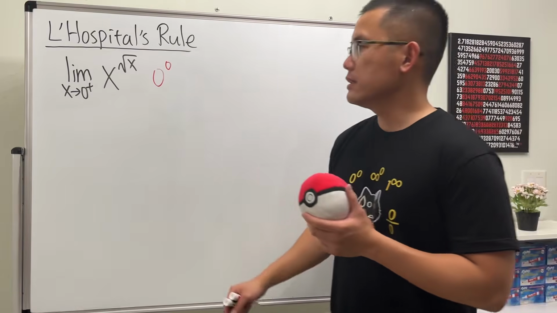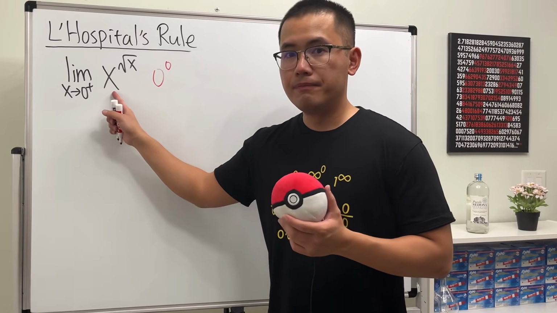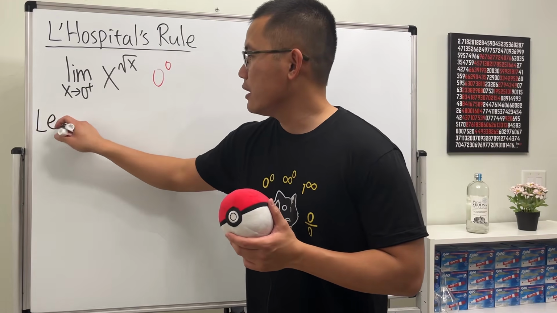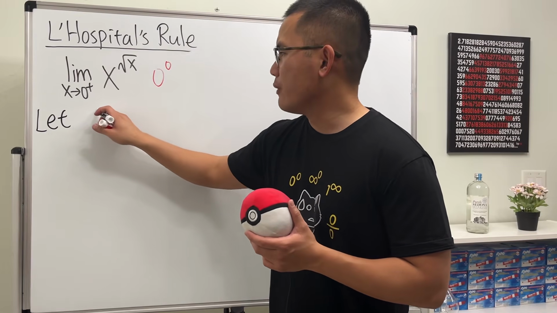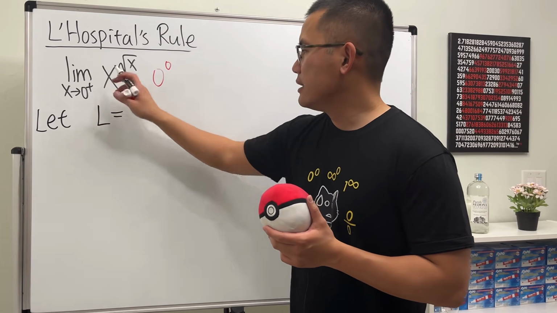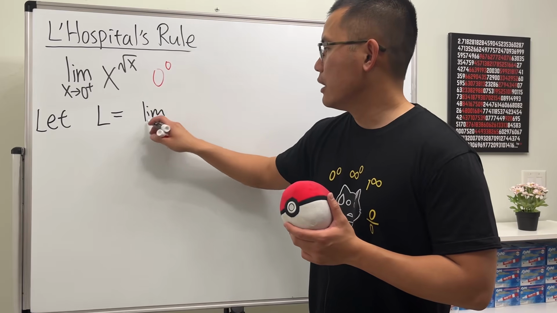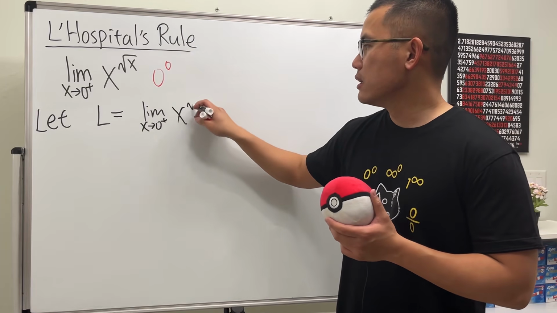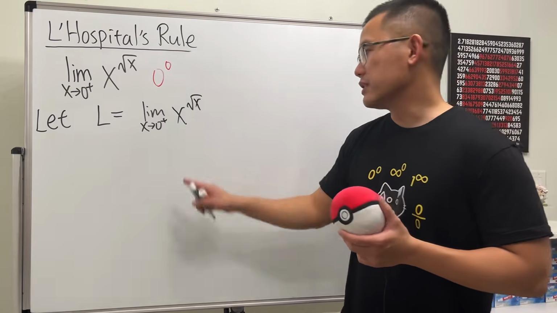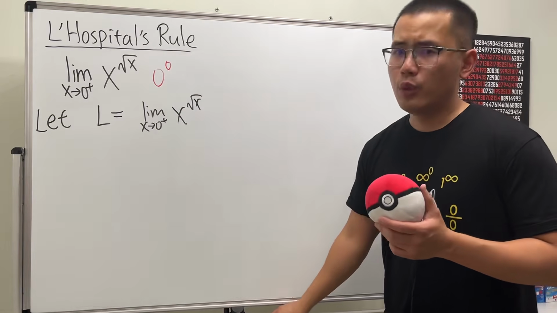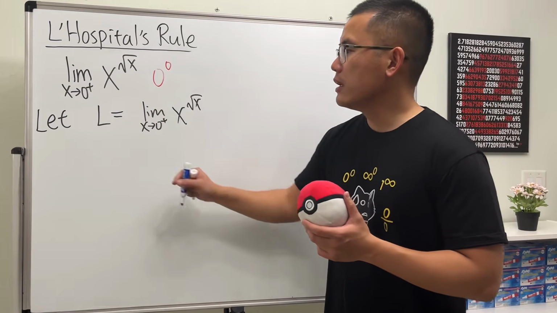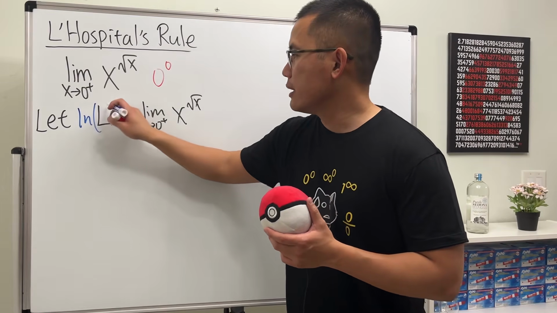The first way is, because we have a function to a function power, it's a good idea to call this L for limit, and let me just write that down. The idea is that we would like to utilize the natural log, because again, with a function to a function power, we want to take the natural log. But before we can do that, we must have an equation, and then we can proceed.